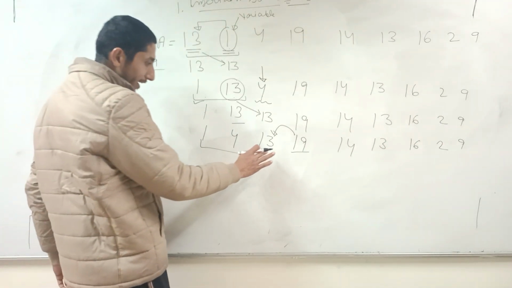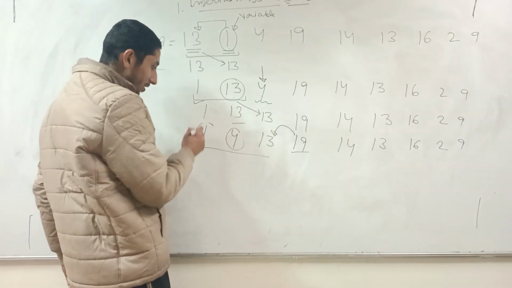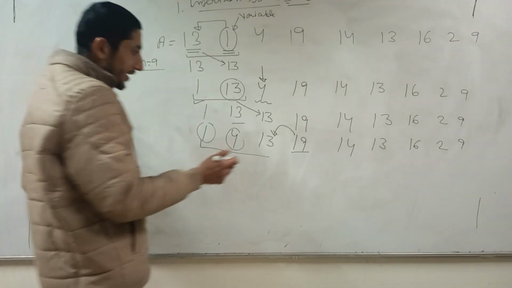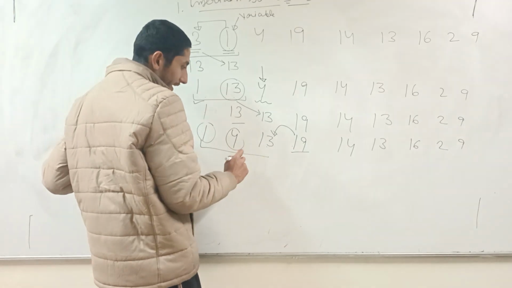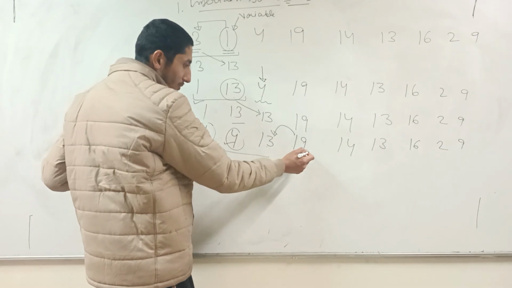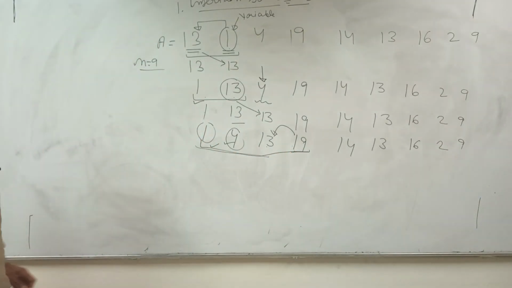The moment I find the correct position, there is no need to check with 4 and 1, because these three elements are already sorted. That's why if 19 is greater than 13, it is understood that 19 will be greater than 4 and than 1. So there is no need to change the position of 19 till now. After that, the fourth element has been sorted.